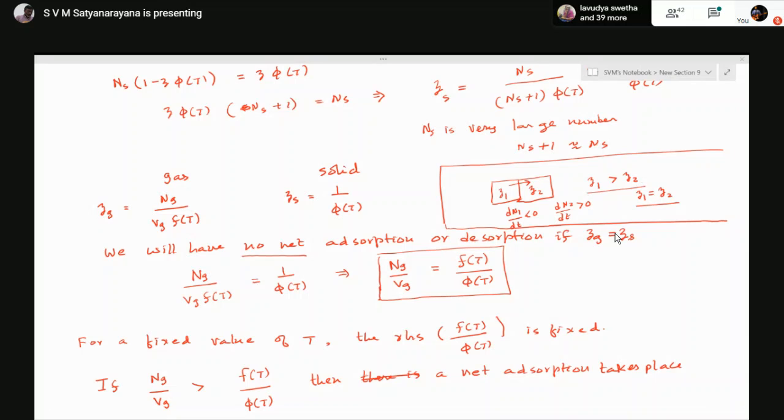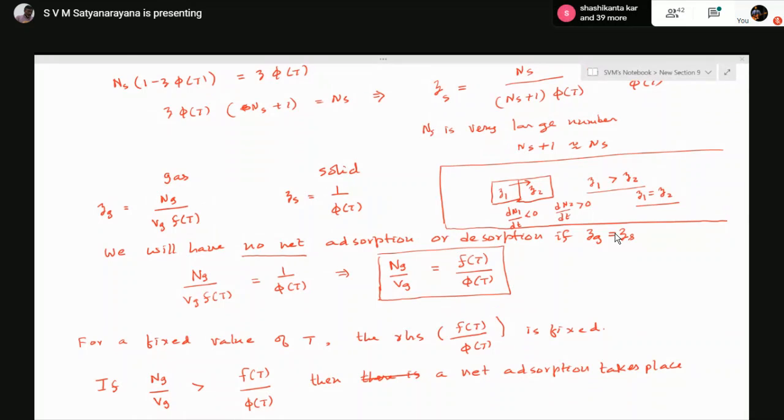Excuse me, sir. First you mentioned that if the chemical potentials of the two systems are the same, then there will be no net transport, right? But now you are saying that if the fugacities are the same, then there will be no net transport.